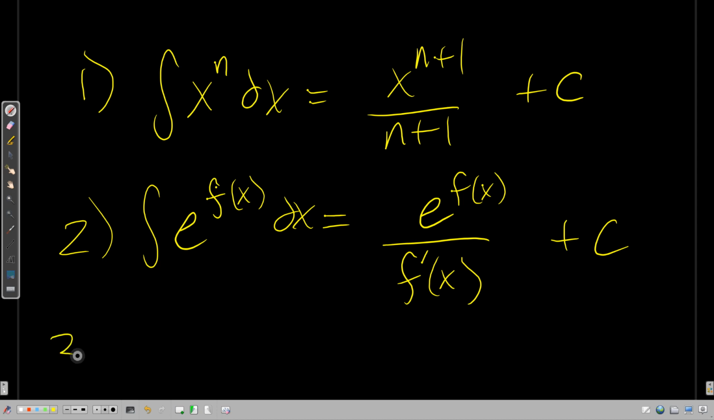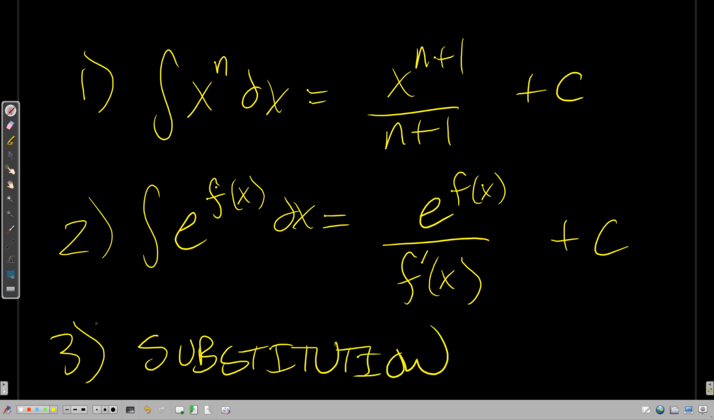And if it's neither of those, then you have to do a substitution. You would have to do a substitution until it looked like either one of these. And then you could find the antiderivative.